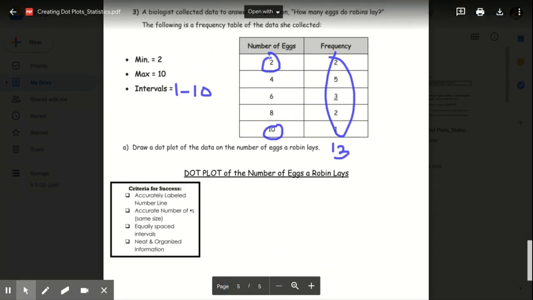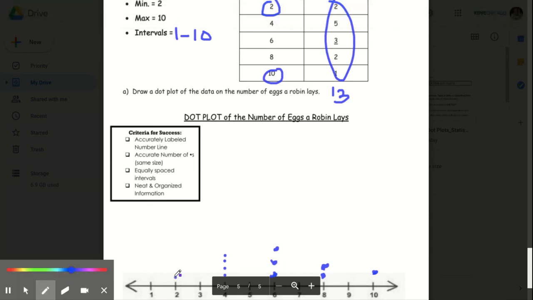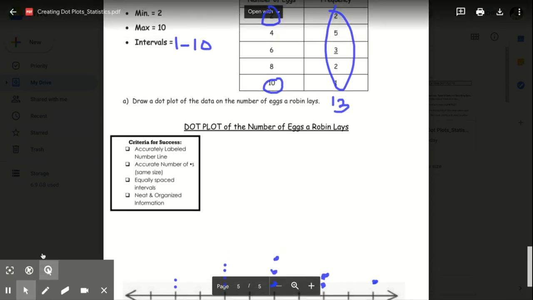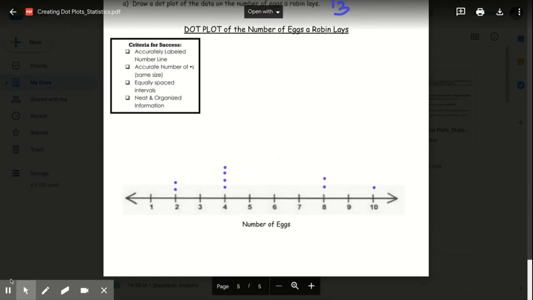How many times did you see a robin lay 2 eggs? I saw a robin lay 2 eggs 2 times. So at 2, I'm going to put 2 dots. 1, 2. Okay. Actually, let me go ahead and fix this up now, since I like doing it this way. Let me fix this up for you guys. Make it a lot smoother. So at 10, I should have a dot. At 8, I should have 2 dots. And the last one, I believe, is 7. No, 6, I should have 3 dots. Okay, here we go. 1, 2, 3.